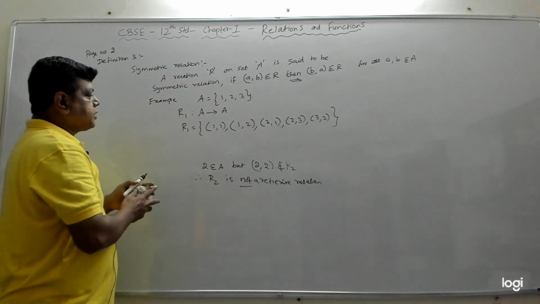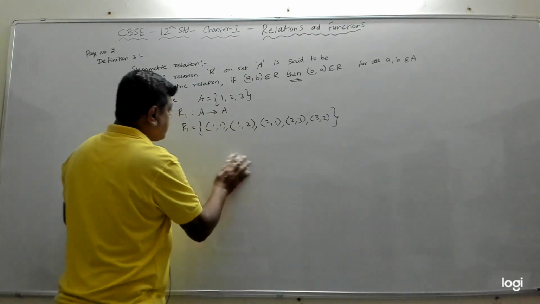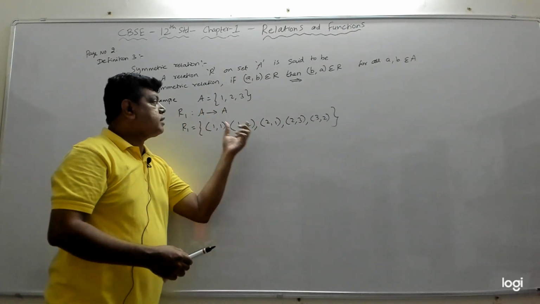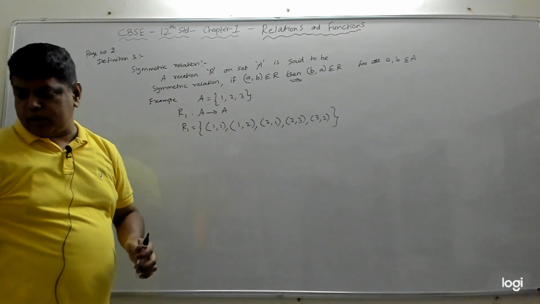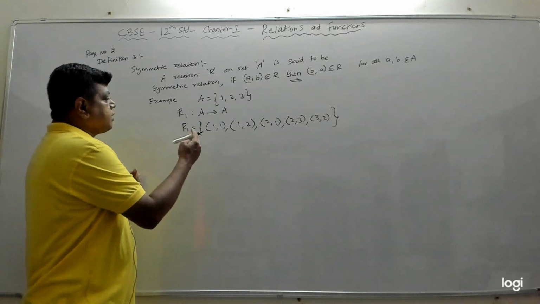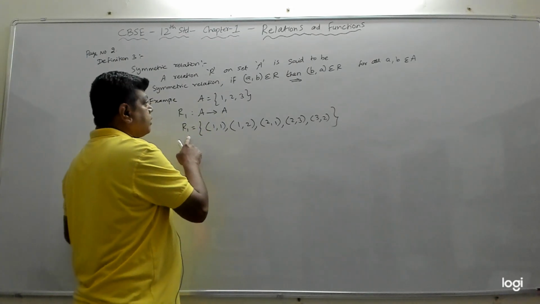Fine. Now the question is, is this a relation? It's a relation because it's a subset of A cross A. Anything which is a subset of A cross A is called a relation. So it's a relation. I'm writing the relation in roster form. Now the question is, is this relation R1 symmetric?